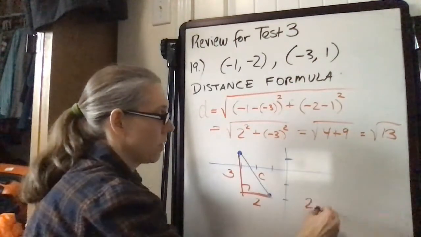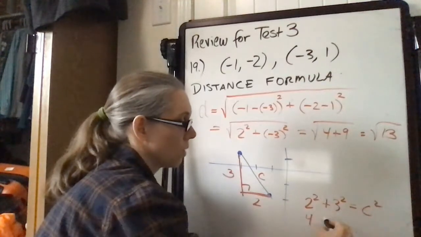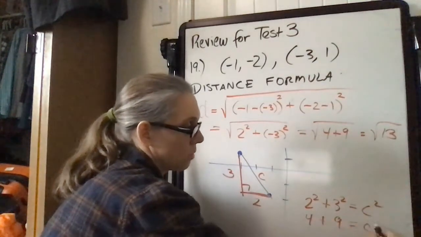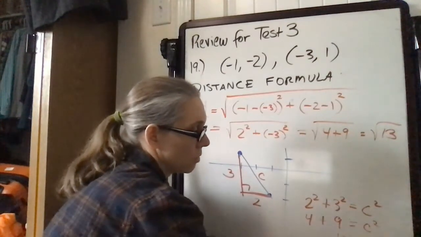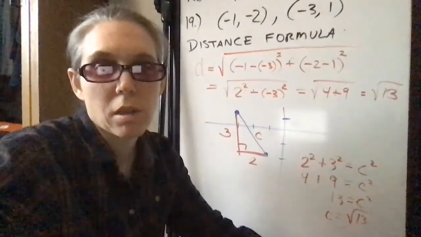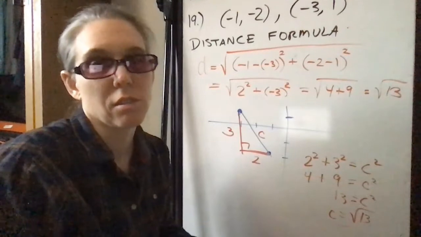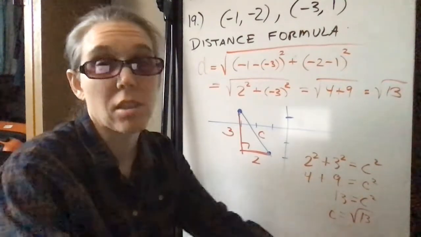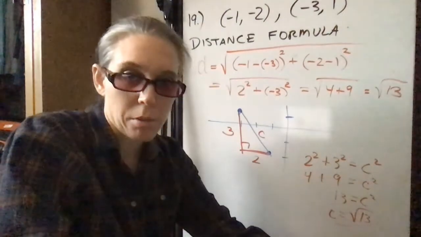And so you have 2 squared plus 3 squared is equal to c squared. So 4 plus 9 is equal to c squared. 13 is equal to c squared. C is equal to the square root of 13. So either way you do it, you're going to have the square root of 13 as your answer. It's up to you if you want to use the distance formula or if you want to use the Pythagorean theorem. You can even do it in your head. No work is required for that one.